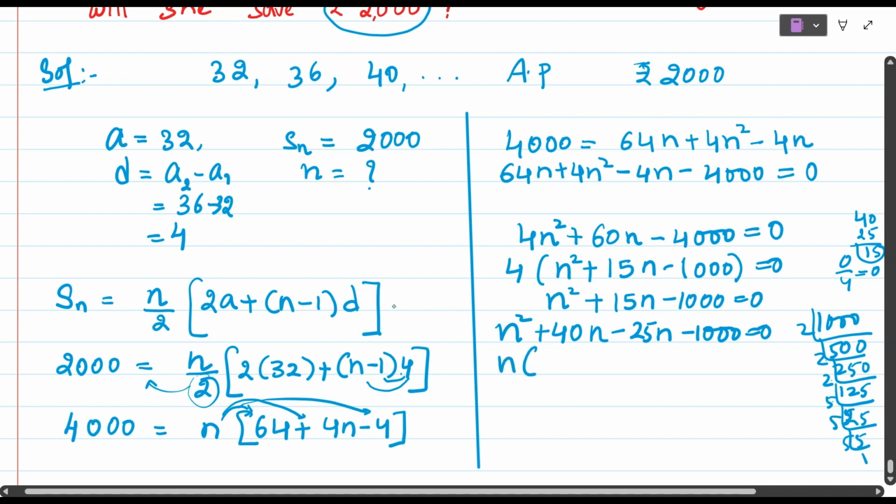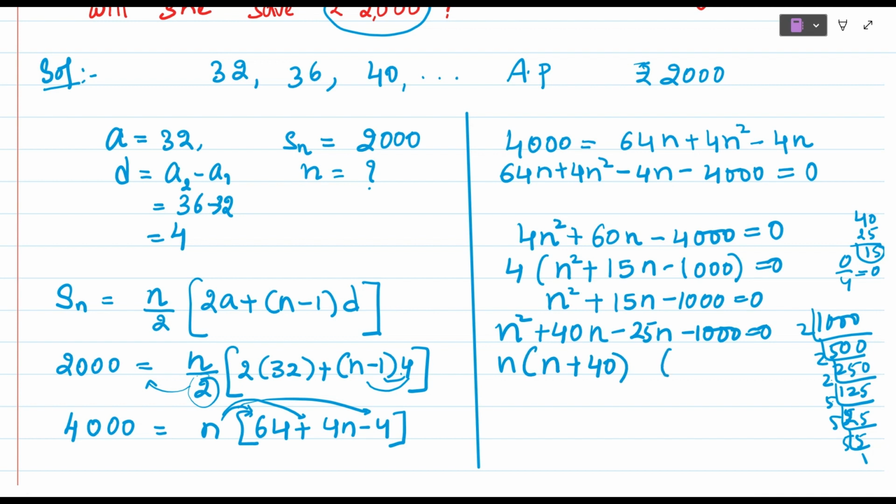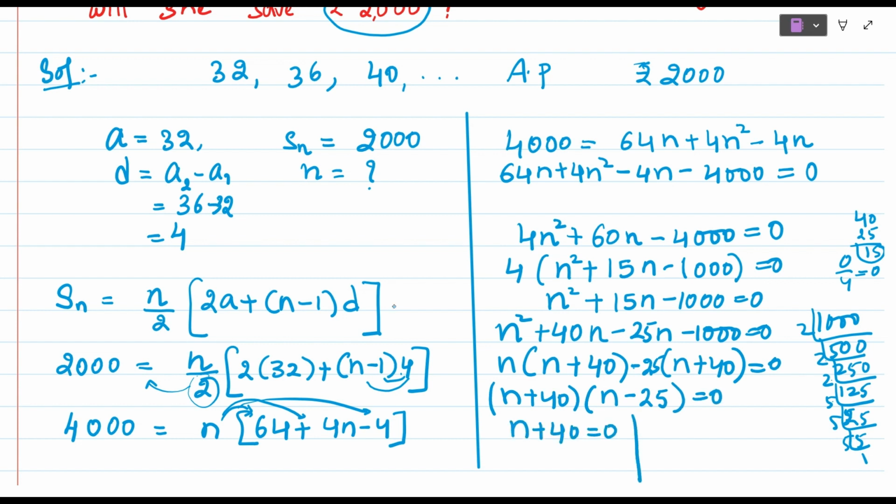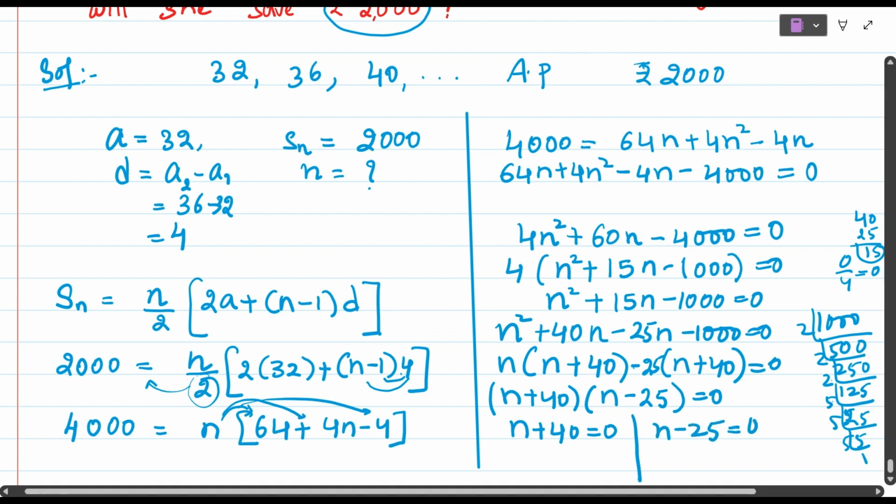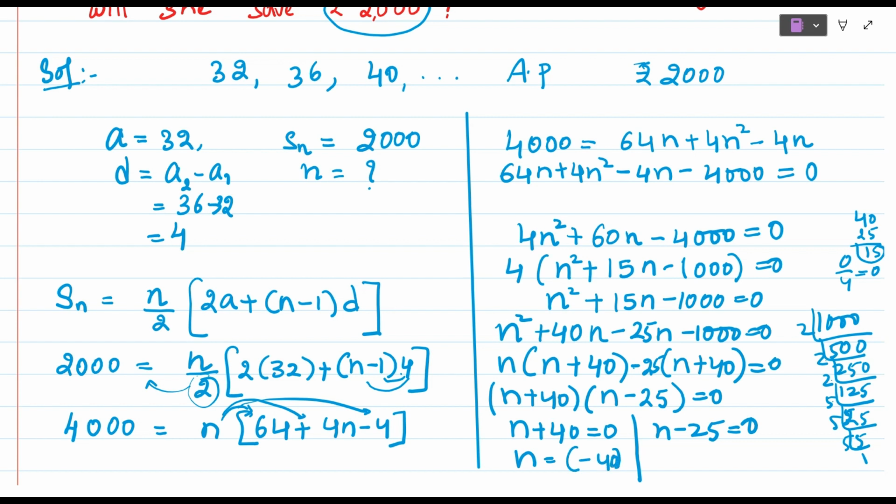Now solve the quadratic equation: n into (n plus 40). Here also you should get n plus 40. Here you have to write one sign and number, here minus 25. Okay, so take out the common terms. n plus 40 is common here, students. So the remaining part is n minus 25 is equal to 0. Now equate n plus 40 to 0 and n minus 25 to 0. You will get the answer as n is equal to minus 40, and n is equal to 25.